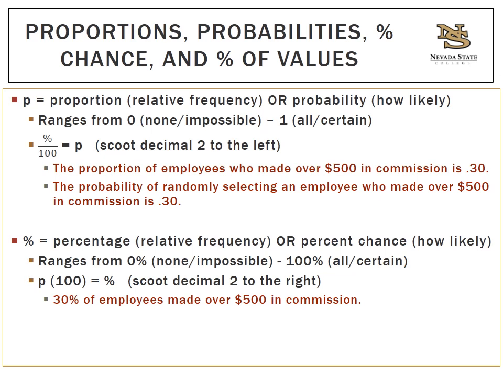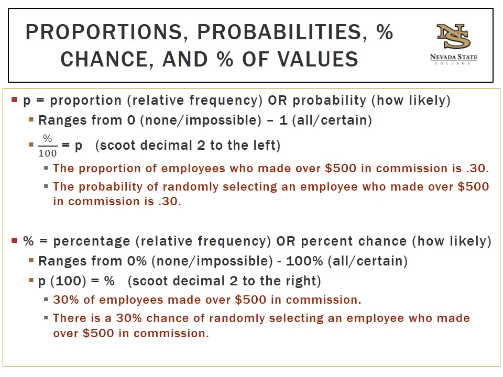So using the same examples from before, we're converting it now into a percentage type of way, which is easier for me to explain. 30% of employees made over $500 in commission. There's a 30% chance of randomly selecting an employee who made over $500 in commission. It's a lot easier for me to explain it that way than in the examples above. But see how they basically are saying the same thing. It's just really the way that you want to interpret it, the way that you want to state it.